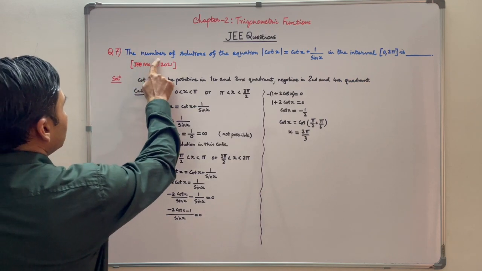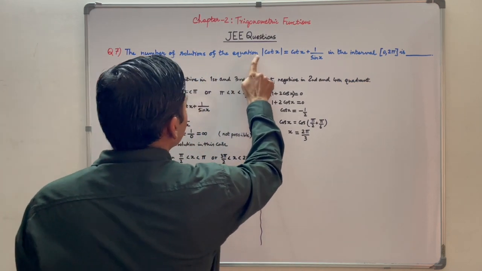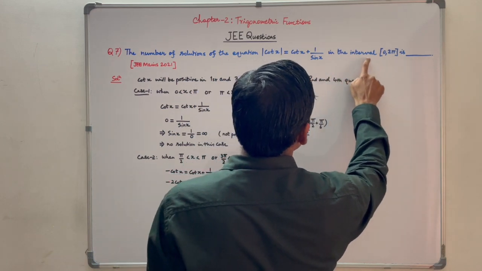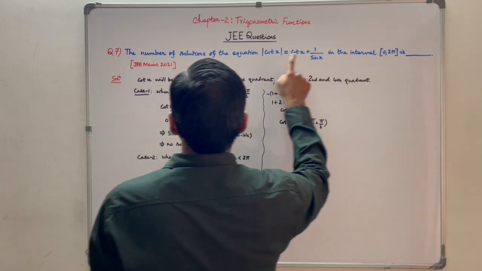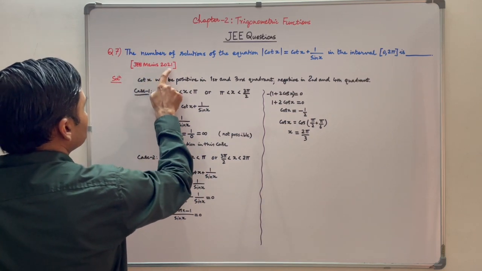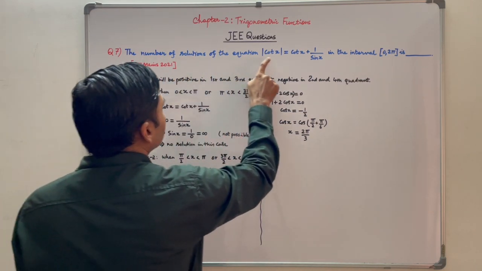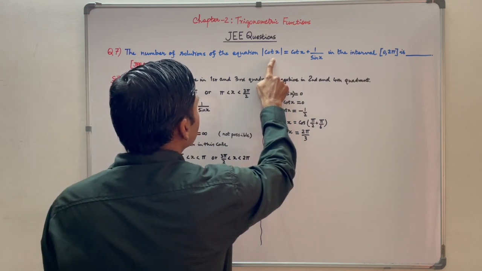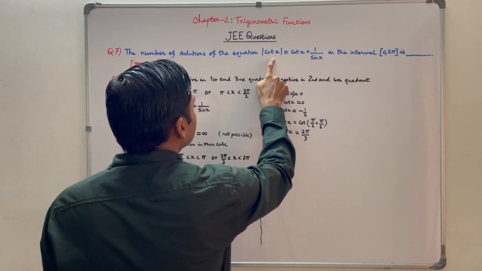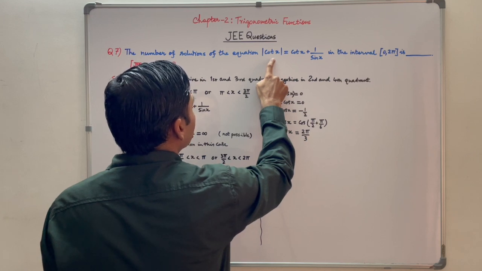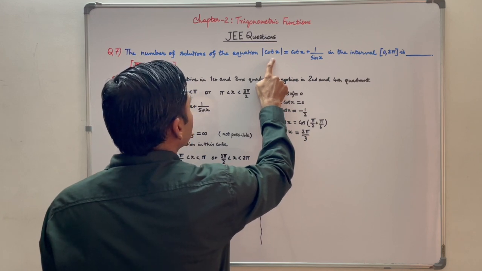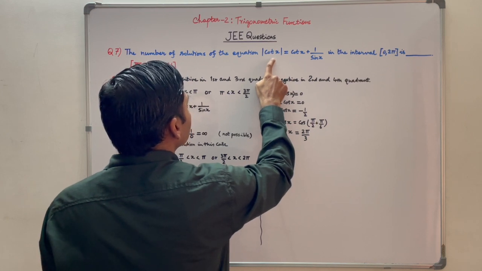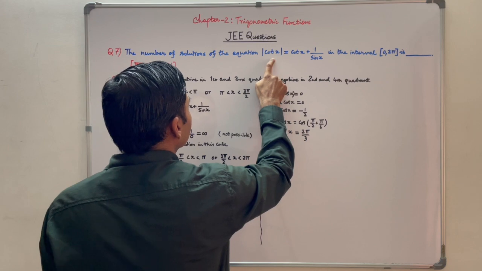Seventh question: the number of solutions of the equation mod cot x is equal to cot x plus 1 by sin x in the interval 0 to 2 pi is. This question appeared in JEE Mains 2021. We have to think when cot x is positive and when cot x is negative. We know that in first and third quadrant, both tan and cot are positive. And in second and fourth quadrant, both tan and cot are negative. So accordingly, we will consider two cases.